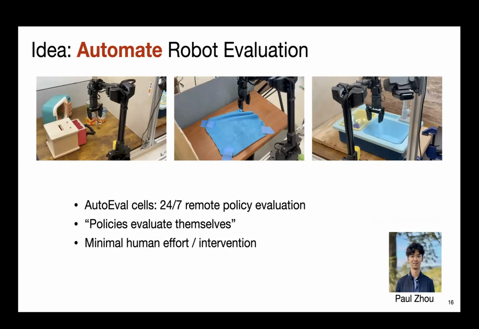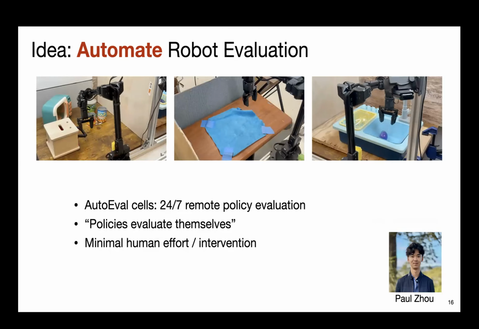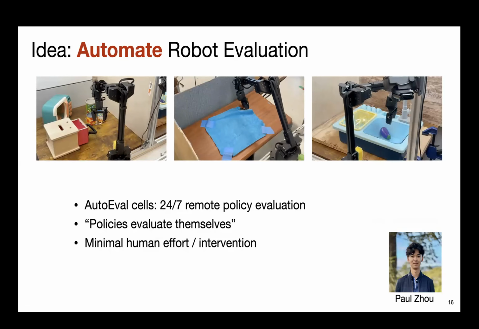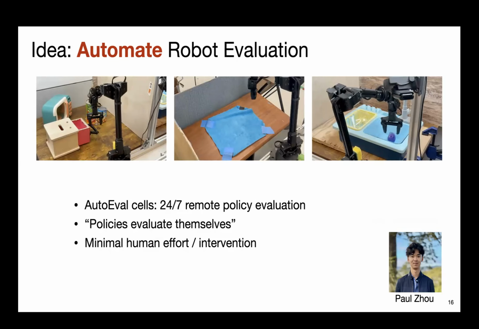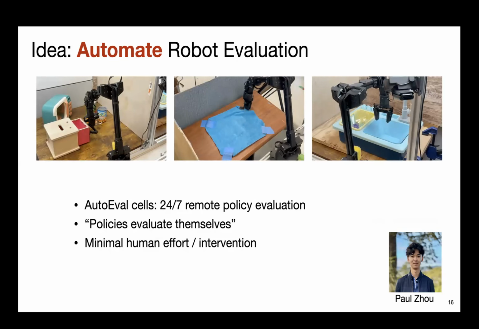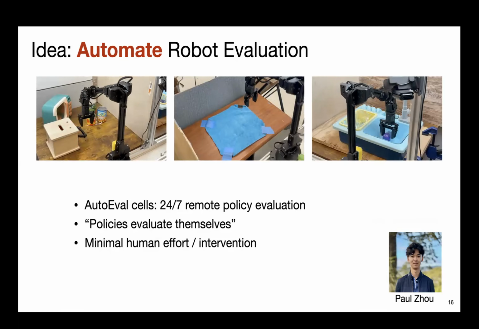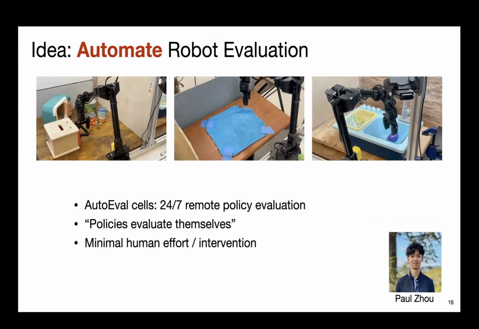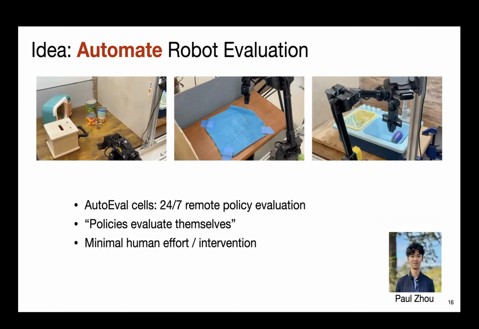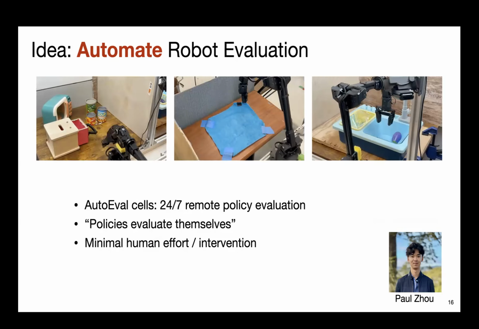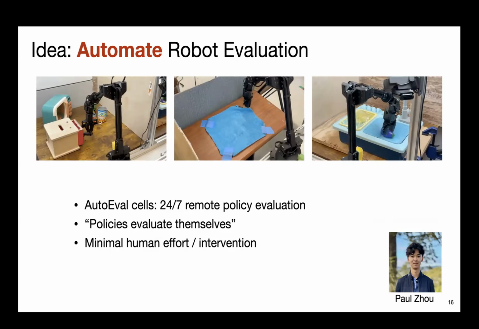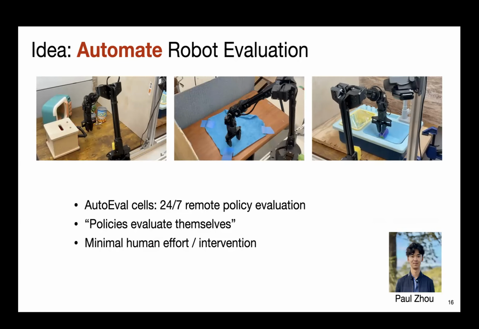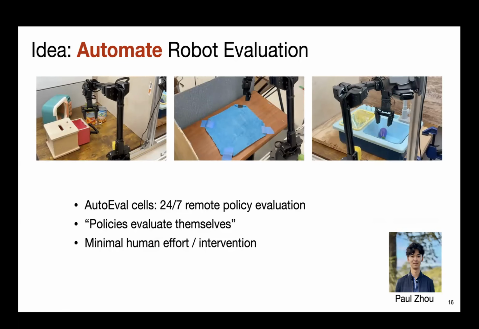So this is what we call automated evaluation, or auto-eval. It's a project led by Paul, who is a PhD student at Berkeley. And yeah, the idea is basically simple. We take cheap robot hardware. We build what we call evaluation cells, which are essentially environments that have tasks that these policies may be able to perform. And then we essentially instrument them to a degree where the evaluation can more or less run itself.